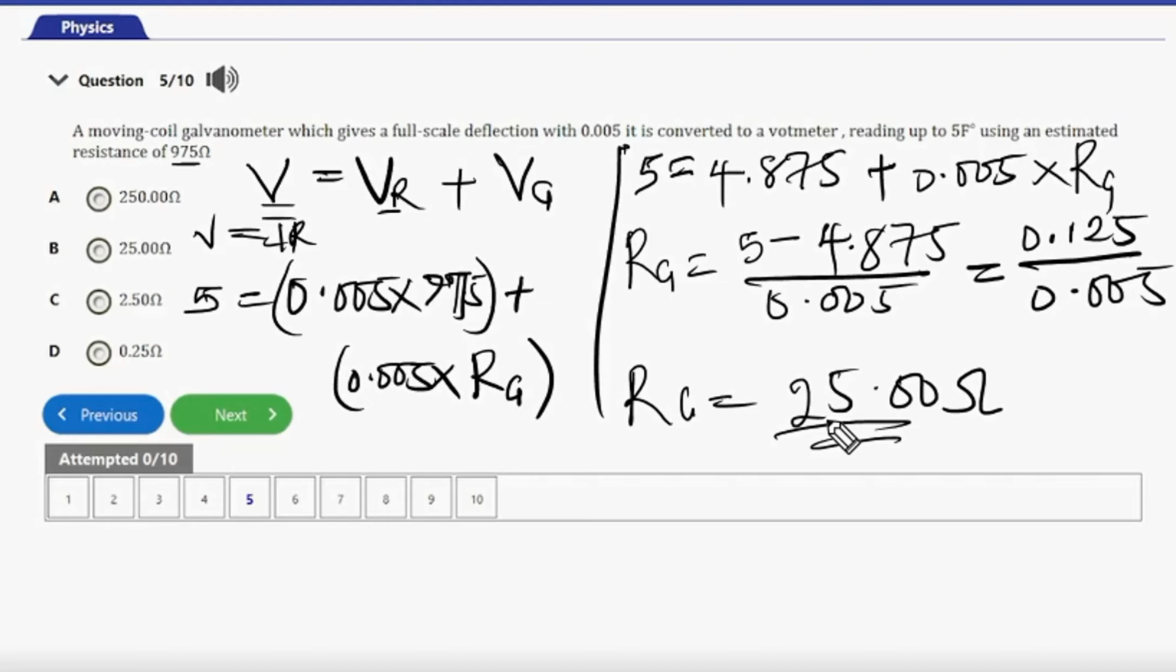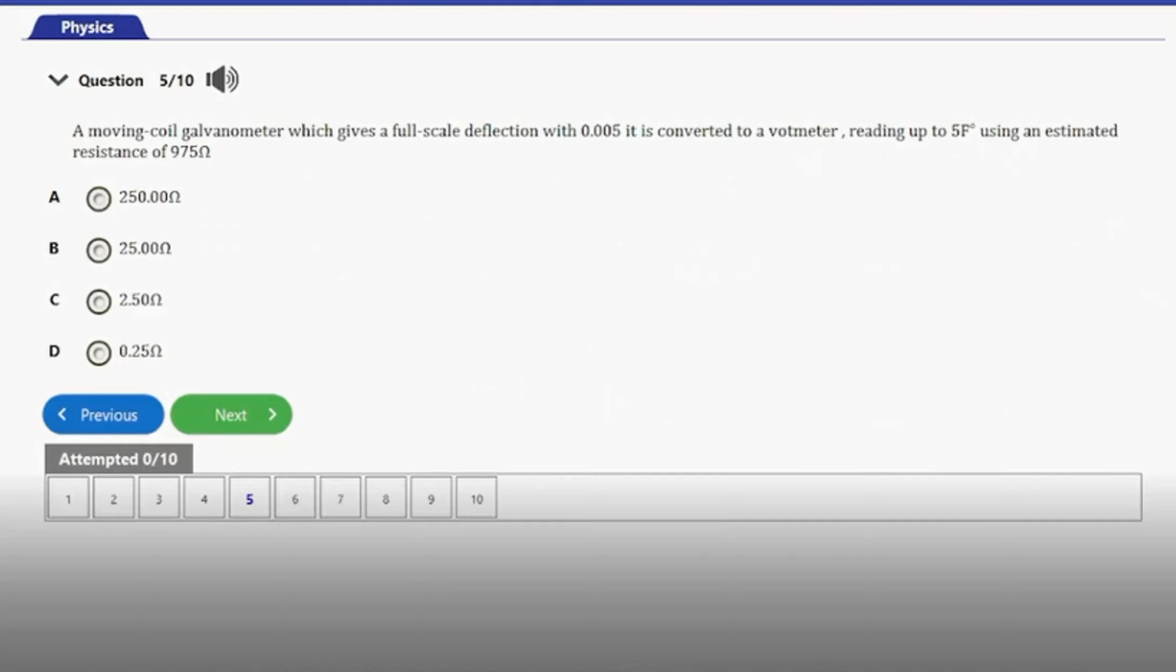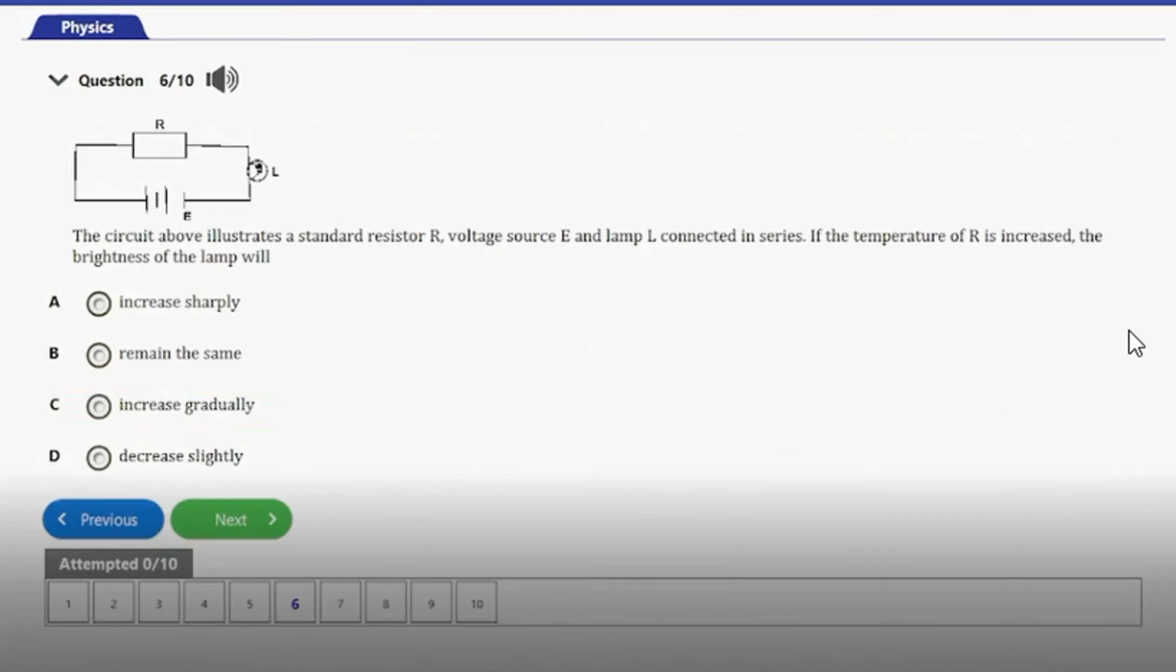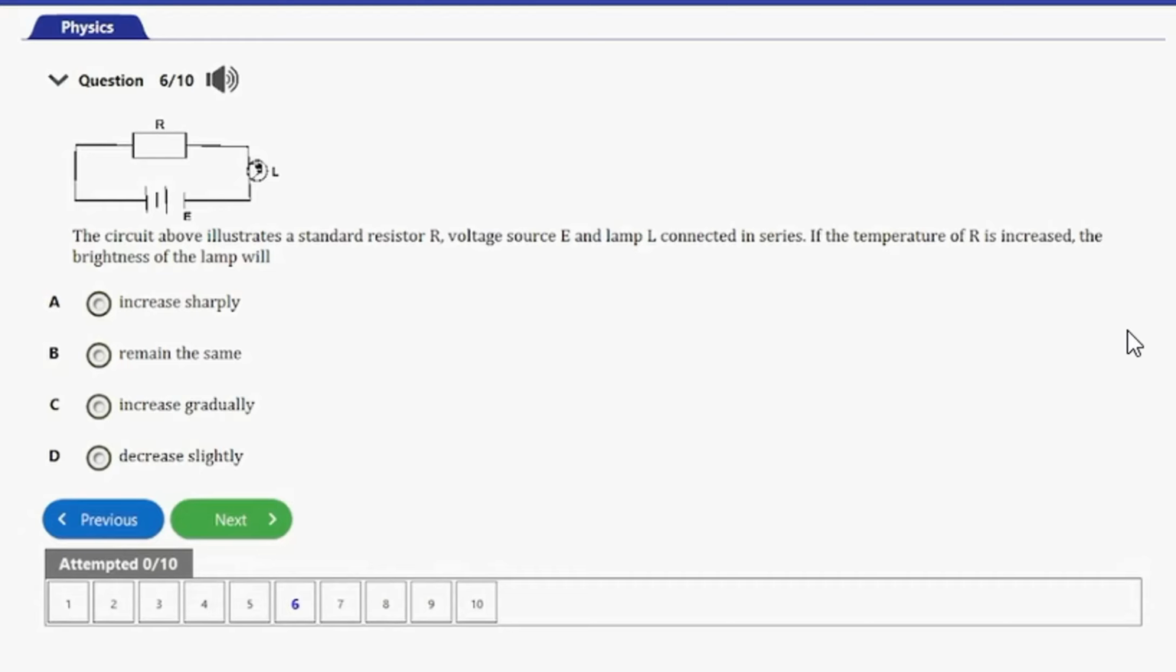So let's go ahead and consider the next question, guys. So that's question number 6 here. It says the circuit above illustrates a standard resistor R, voltage source E, and lamp L connected in series. If the temperature of R is increased, the brightness of the lamp will A. increase sharply, B. remain the same, C. increase gradually, D. decrease slightly.